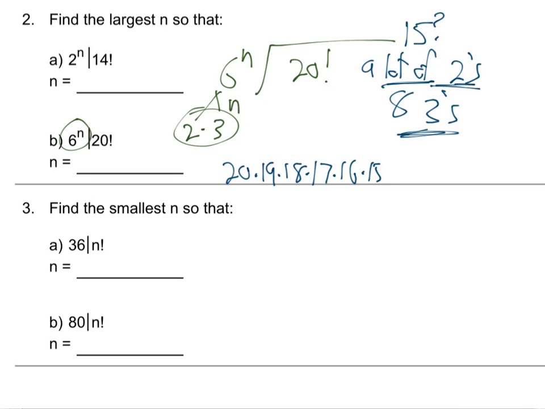So what does that mean about how many 6's are in there? Yeah, so you guys are saying that it's the lower number, the number of 3's, not the number of 2's.